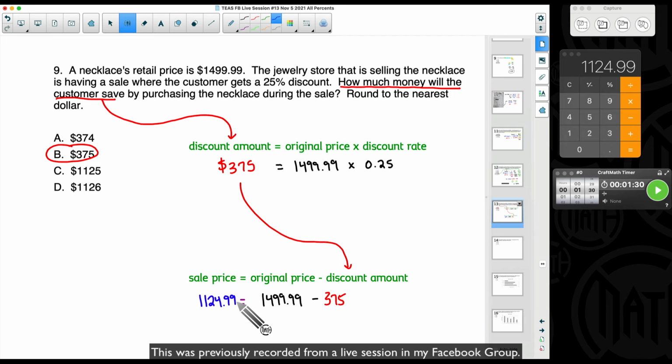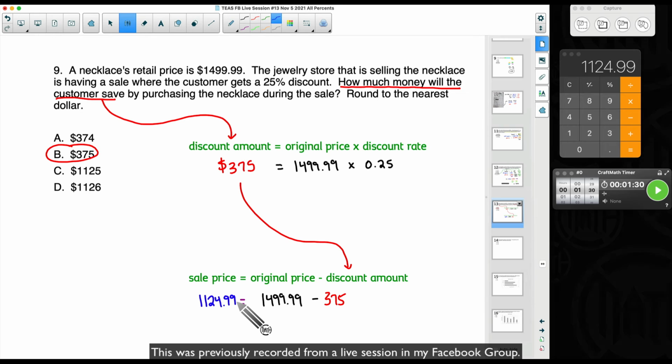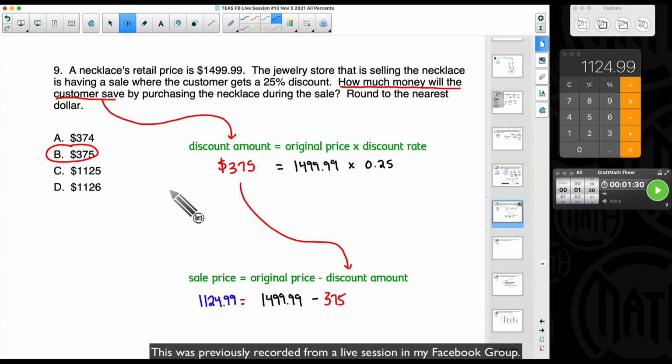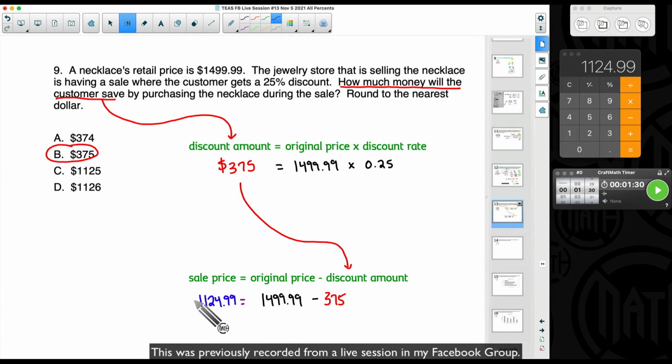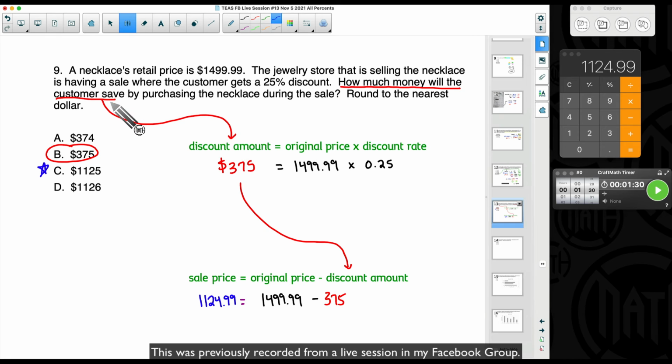$1,124.99. Of course, we're not talking about sales tax, but I do want y'all to see two different types of questions you could run across here. What's the discount amount versus what will the customer pay? So I did try to trick you there. Notice that that dollar amount does pop up right here at C, $1,125. That's how much the customer would pay. But we were asked, how much money will the customer save?